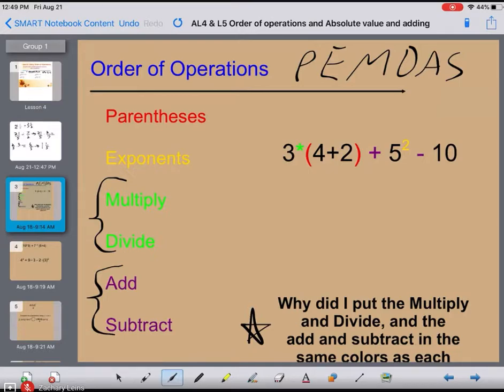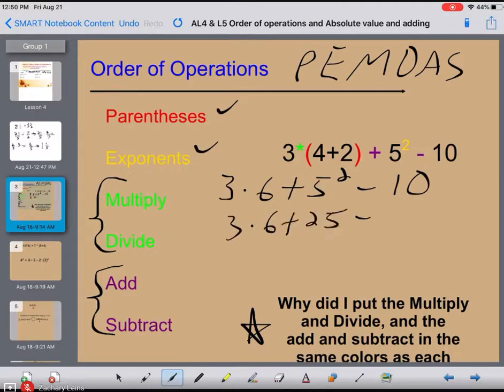All right, so let's start with parentheses. So we can see here we have 3 times parentheses 4 plus 2 and parentheses plus 5 squared minus 10. So let's take care of our parentheses. So we got 3 all times 4 plus 2 is 6, all plus 5 squared, all minus 10. All right, good, we got our parentheses done. All right, let's go to exponents. So that's 5 squared, so we got 3 times 6, all plus 25, all minus 10.